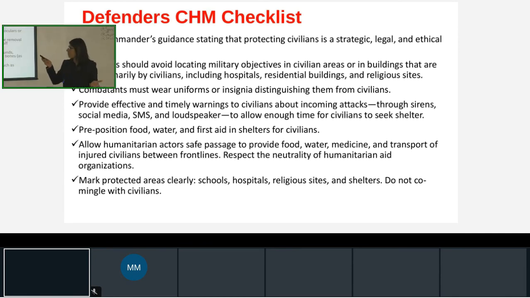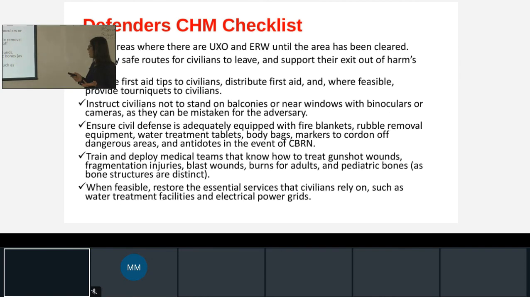As I mentioned earlier, marking areas where UXOs and ERWs have not been cleared, identifying safe routes for civilians to leave, and supporting their exit out of harm's way. You know, the safe route issue is very challenging.